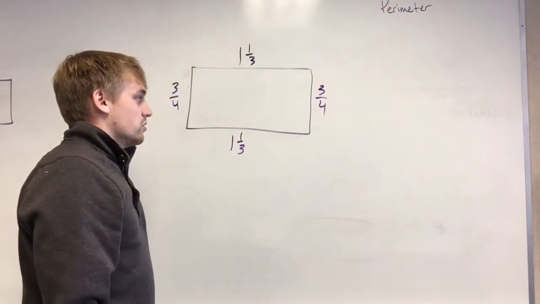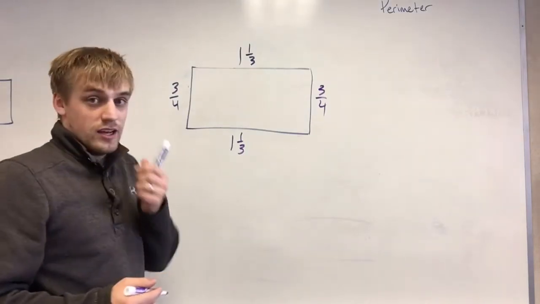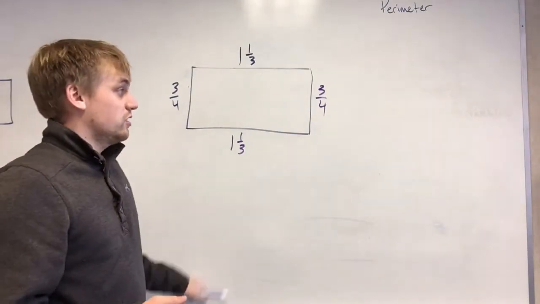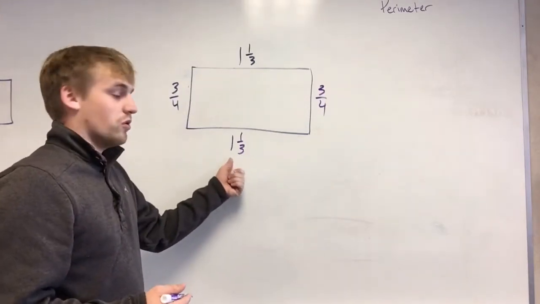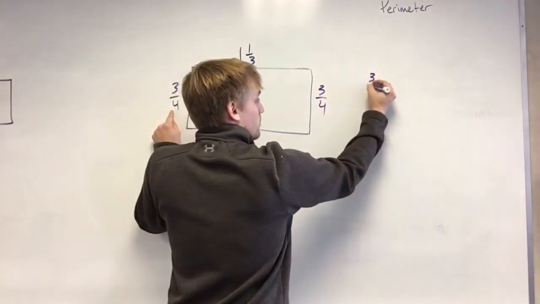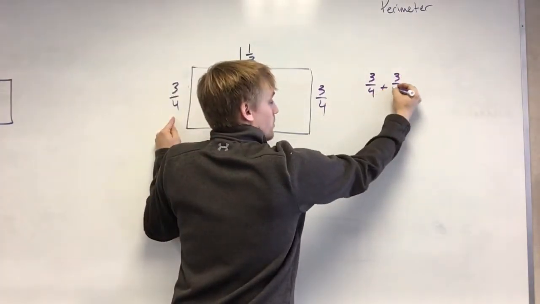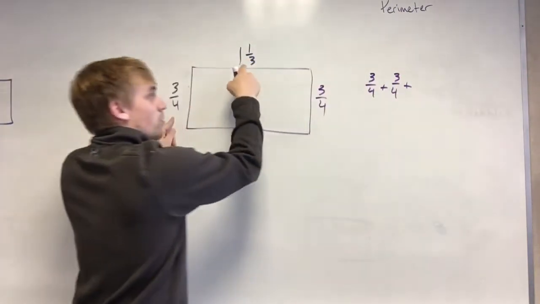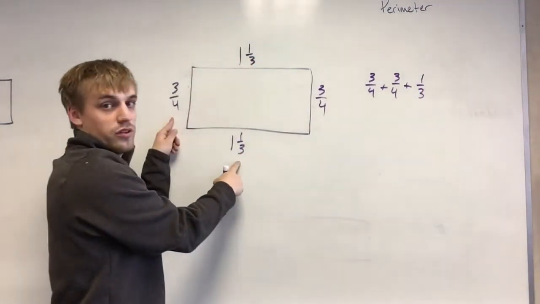So the first thing I do when it's fractions and mixed numbers that you're adding together is I take the fractions. I don't worry about the whole numbers yet. So I'm going to take 3/4 plus 3/4 plus 1/3 plus 1/3.